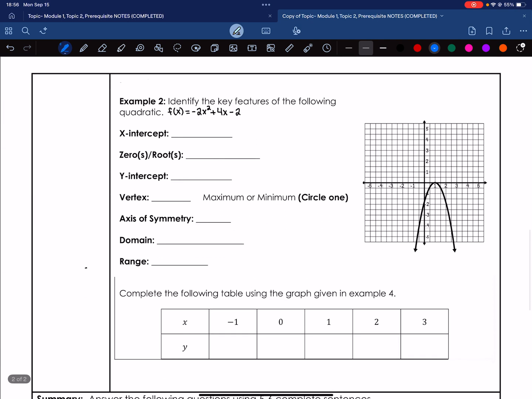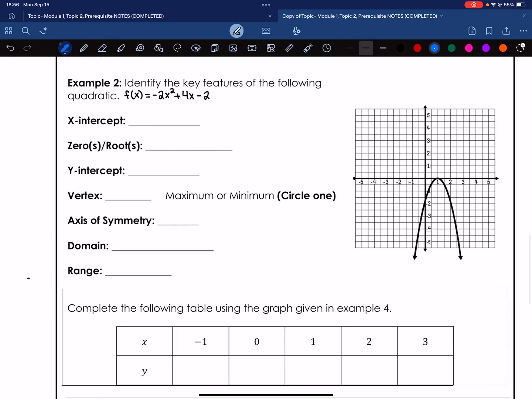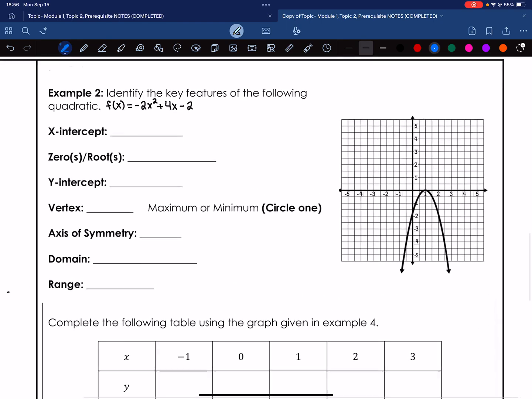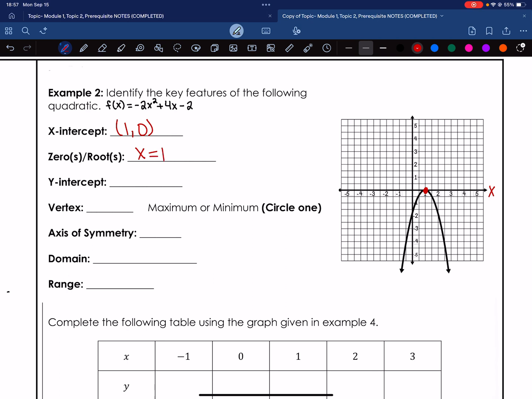Okay, looking at the next one. So here we go. If you want to pause the video and try to find these on your own, please go ahead and do so. So here we go. We are starting with the x-intercept. So this only has one x-intercept. It is only touching the x-axis one time. So that x-intercept would be (1, 0). The roots, the zeros, would be just x equals 1.